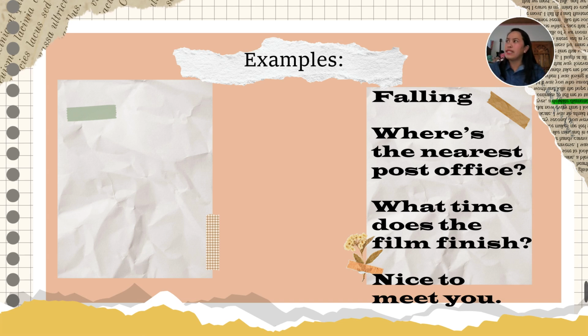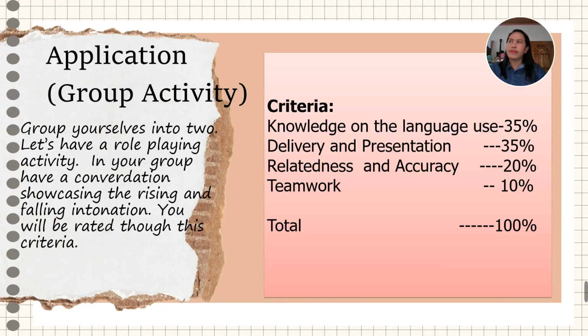Do you have any question about the lesson? Okay, very good. So, I guess everybody understood the lesson. Now, let's have an activity. Group yourselves into two. Let's have a role playing activity. In your group, have a conversation showcasing the rising and falling intonation. You will be rated through these criteria. First, knowledge on the language used, that is 35%, delivery and presentation, 35%, relatedness and accuracy, 20%, and teamwork is 10%, with a total of 100%.